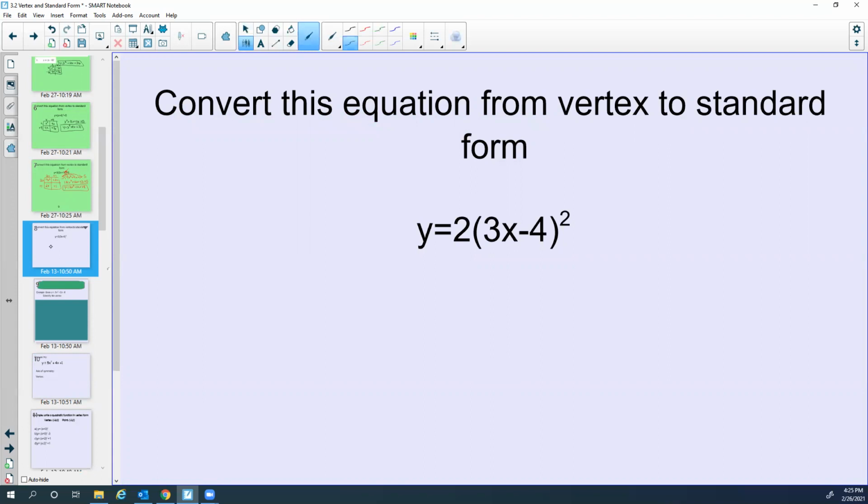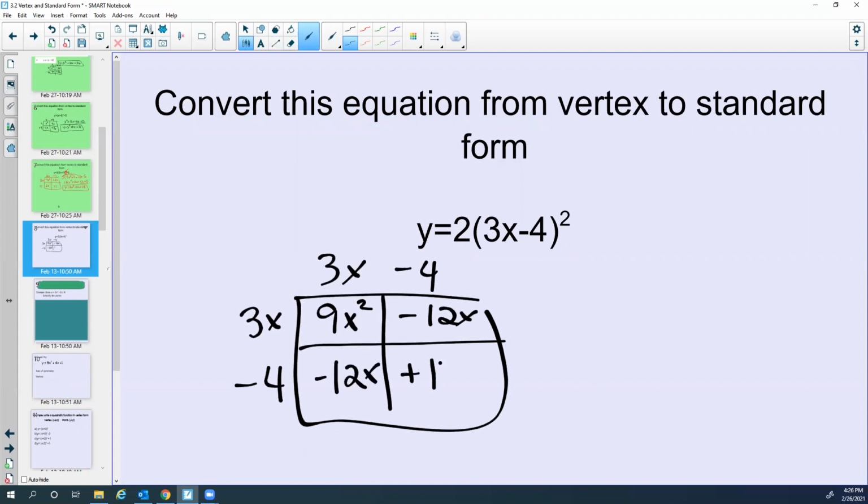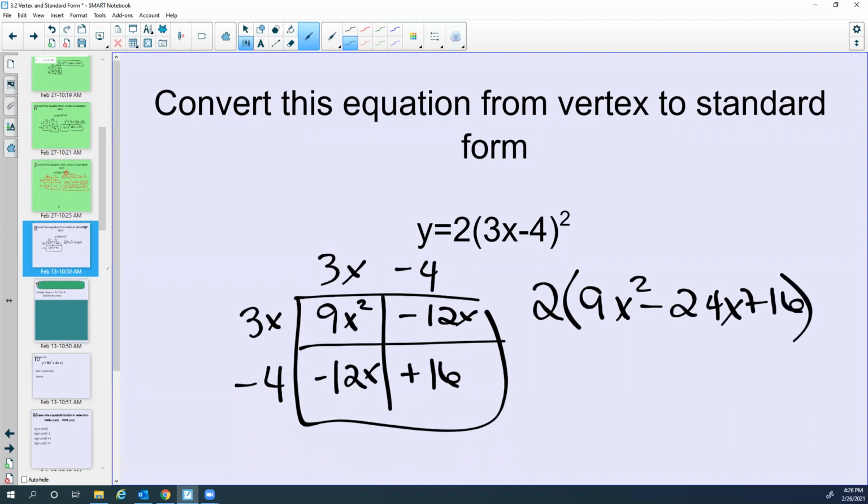All right, so first thing we should do is our box. Take care of that exponent first. 3x minus 4, 3x minus 4. 3x times 3x is 9x squared. That gives me 12x here and negative 12x here and positive 16. So I'm going to keep the parentheses because I do have a coefficient. 9x squared minus 12 minus 12, which is negative 24x plus 16.